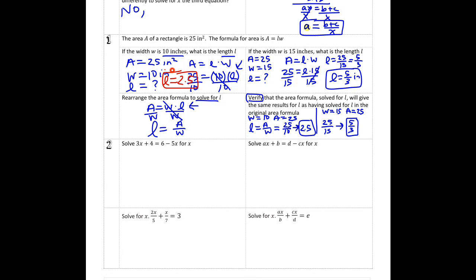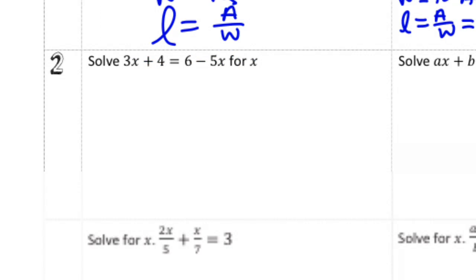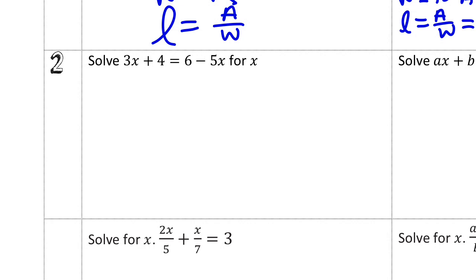Because sometimes when you're in the sciences or in math, you have to do the same calculation many times. And so if you can just do it once and then plug in, it's a lot faster than having to solve it each time. Okay, so let's take a look at these next couple of problems and see what we can do.